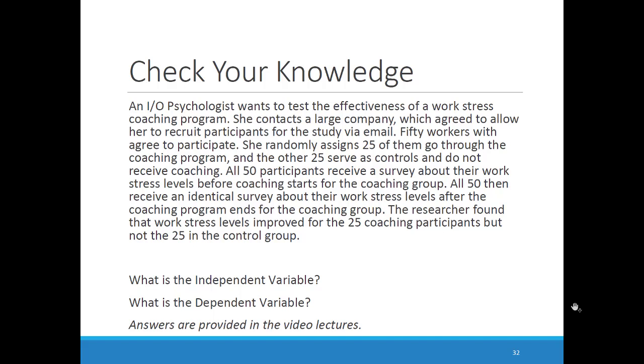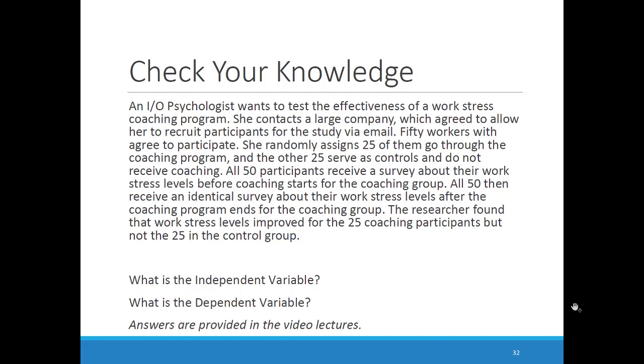So the first question is, what is the independent variable? And so the independent variable here is the coaching program. So the researcher manipulates coaching in terms of assigning 25 people to get coaching and 25 to be the control and to not get coaching. So coaching is the independent variable.